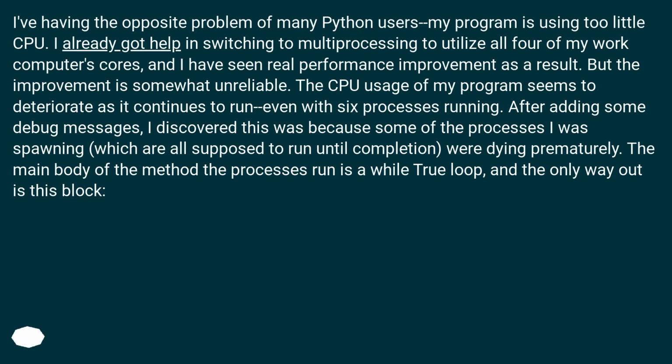I'm having the opposite problem of many Python users. My program is using too little CPU. I already got help in switching to multiprocessing to utilize all 4 of my work computer's cores, and I have seen real performance improvement as a result. But the improvement is somewhat unreliable. The CPU usage of my program seems to deteriorate as it continues to run, even with 6 processes running.